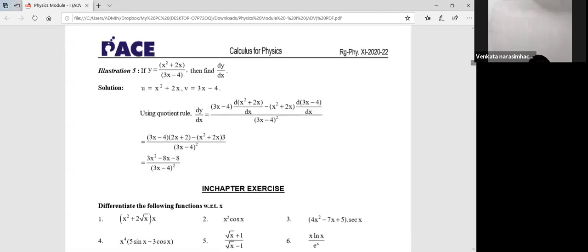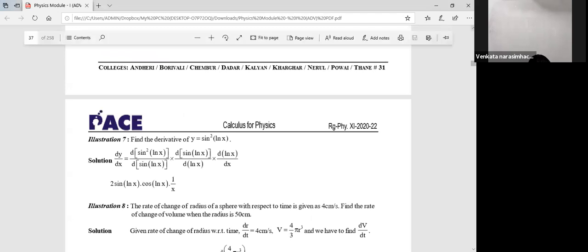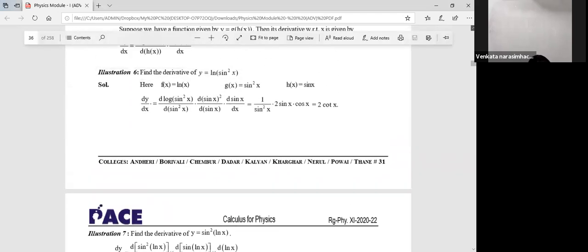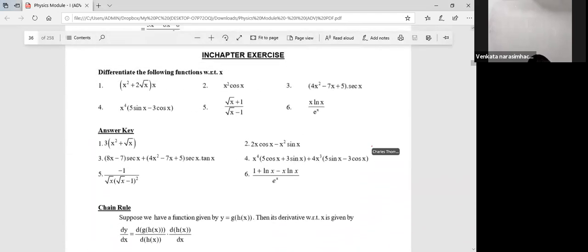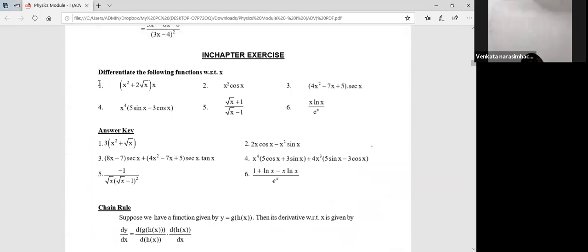Are you able to see the screen? Yes, sir. First question and the fifth question of the in chapter exercise.